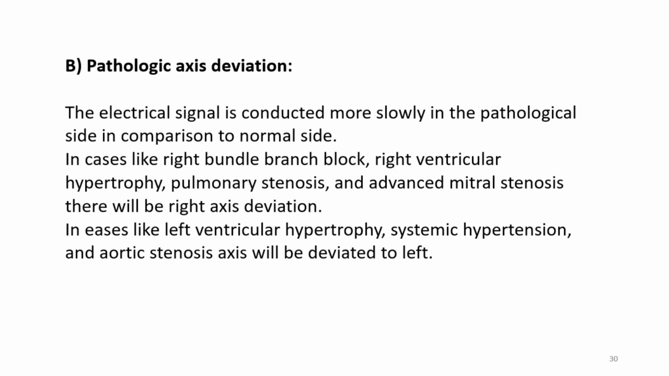Now, pathological axis deviation. The electrical signal is conducted more slowly in the pathological side in comparison to the normal side. In cases like right bundle branch block, right ventricular hypertrophy, pulmonary stenosis, and advanced mitral stenosis, there will be right axis deviation. In cases like left ventricular hypertrophy, systemic hypertension, and aortic stenosis, the axis will be deviated to the left.